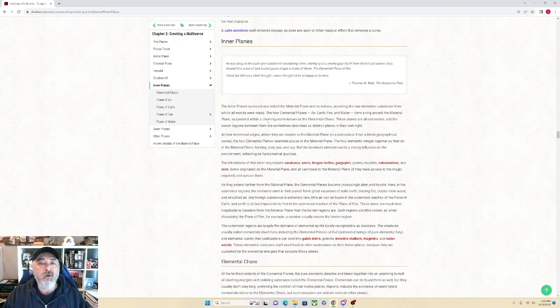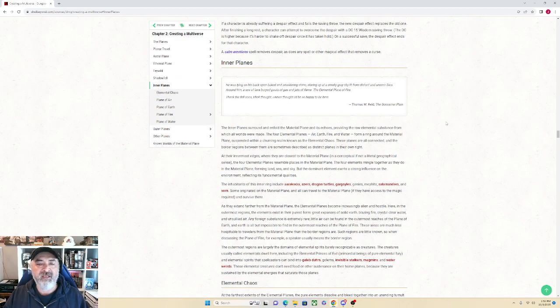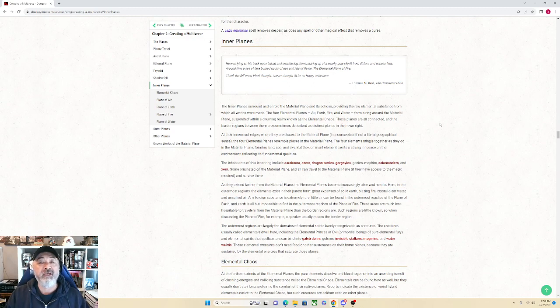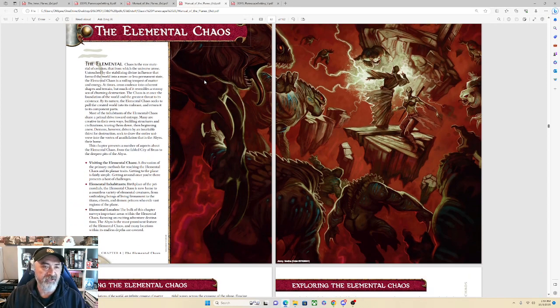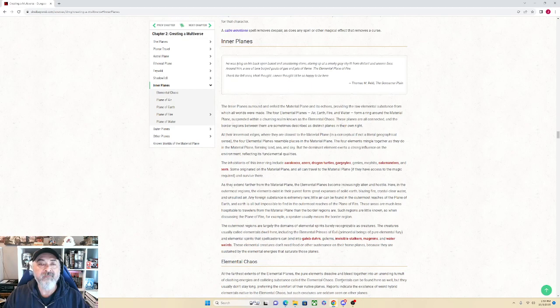Okay. 5th edition, Inner Planes. Quick and brief: the inner planes surround and enfold the material plane and its echoes, providing the raw elemental substance from which all worlds were made. The four elemental planes, air, earth, fire, and water, form a ring around the material plane, suspended within a churning realm known as the elemental chaos. This is 5th edition I'm reading here. Elemental chaos did not mean anything until 4th edition. So understanding right out of the gate, 5th edition's reference to the inner planes has been codified as the inner planes here, but it's still in reference to the elemental chaos.